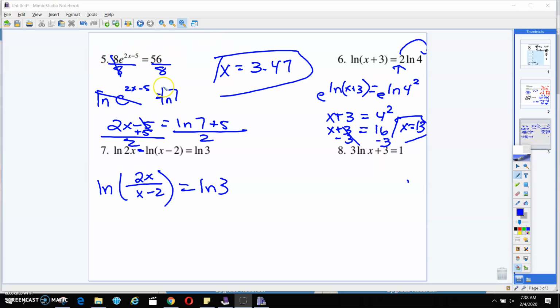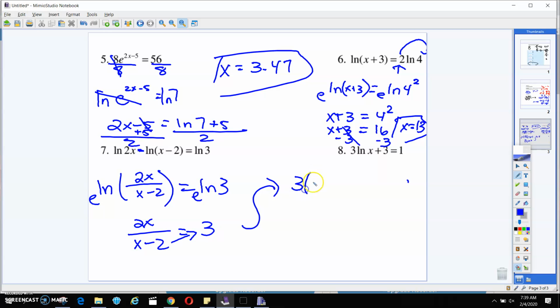Repeat the process that we did in the last couple of problems. We're going to take all of this and raise it to the e power, right? So when we do that, we're going to get 2x divided by x minus 2 equals 3. Okay, so now we're just going to solve. We're going to multiply this x minus 2 times 3 over here, and that's going to give us 3 times x minus 2 equals 2x.